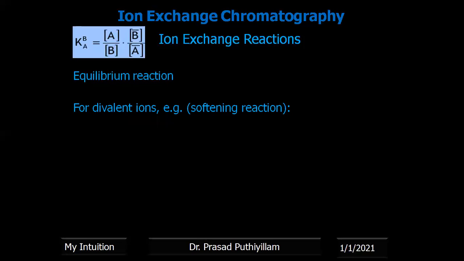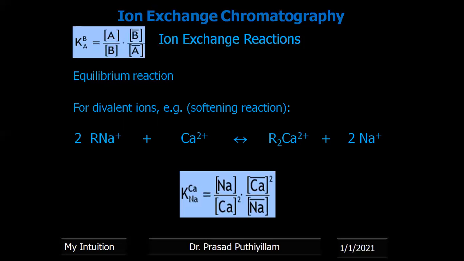For a divalent ion, mainly we go for the softening reaction, that is calcium ions and magnesium ions, they are the divalent ions. Example, 2RNa plus Ca2+ gives R2Ca plus 2Na+. The selectivity quotient can be written as K_CaNa gives Na upon Ca to the power 2, Ca bar to the power 2 upon Na bar.